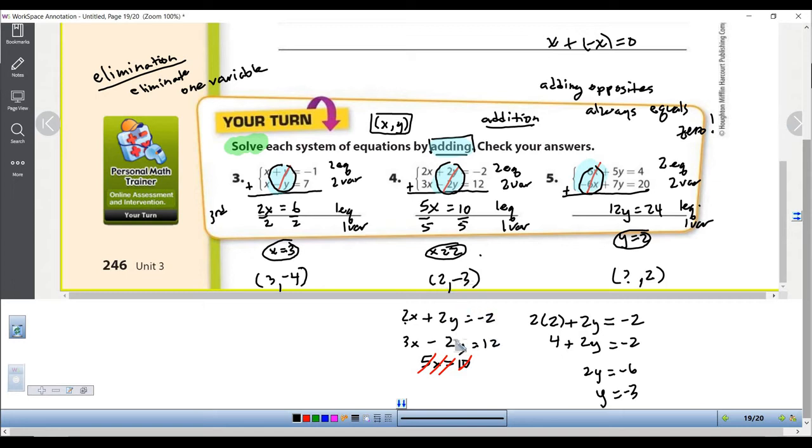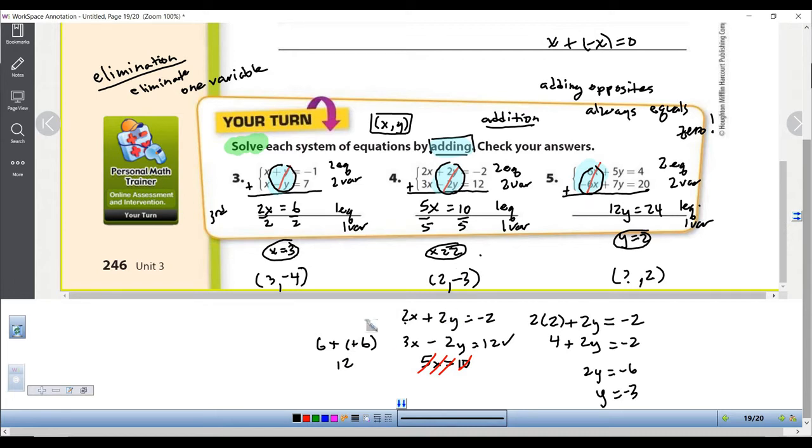And guess what's going to happen? If I put this in this equation, I'm going to get that real quick. 3 times 2 is going to give me 6 minus 2 times negative 3. Well, 2 times negative 3 is going to give me a negative 6. But subtracting a negative is the same as adding a positive. What do I get? 6 plus 6 equals 12. What was I supposed to get? 12. So that proves that 2, negative 3 makes both those equations true, which proves that it is the solution to the system of equations.